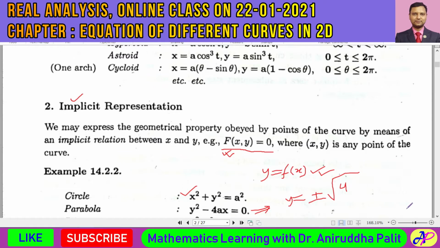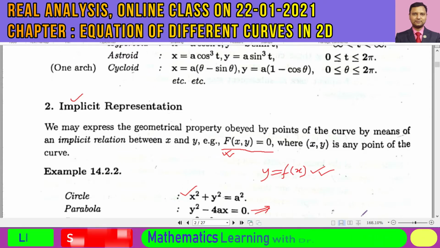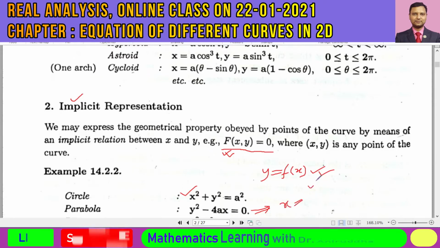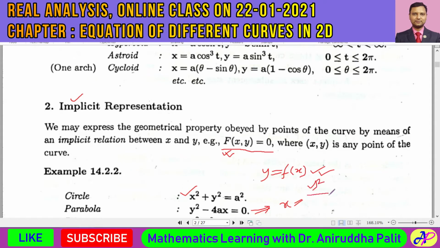That's why we represented this equation of the parabola in this fashion: x is equal to y square divided by 4a. Got it? If you look at this expression, for a single value of y, you will get a single value of x. No problem is there. So if you want to represent this equation of a parabola from implicit to explicit form, this would be the representation, maybe some function phi of y. Got it?